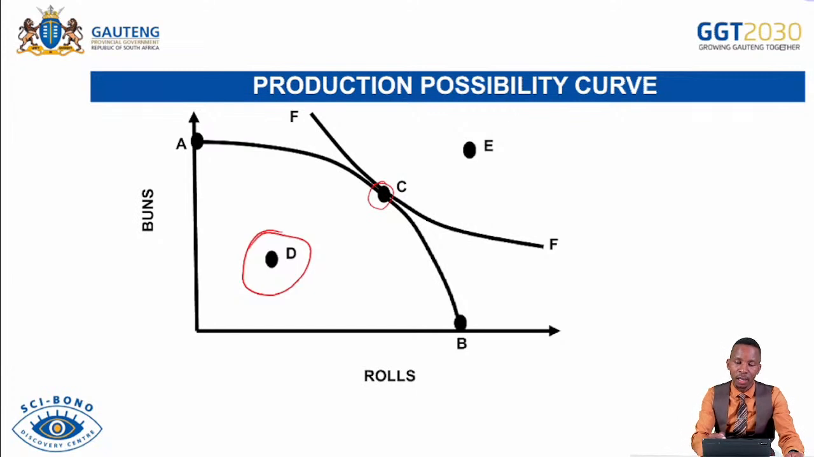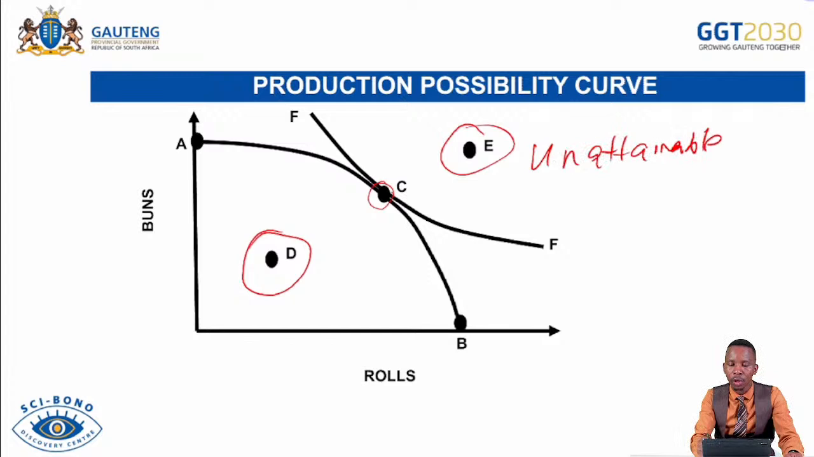And then point E, any point outside the PPC, is not attainable, because the firm is having less resources to produce at this point. Resources are only available to produce along the PPC. So outside the PPC, the firm cannot afford to produce. So we say this point is unattainable. So the firm cannot afford to achieve this point or to produce at point E. And then our indifference curve is indicated by FF. So that is our indifference curve.